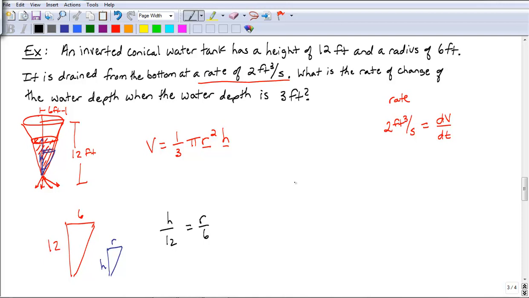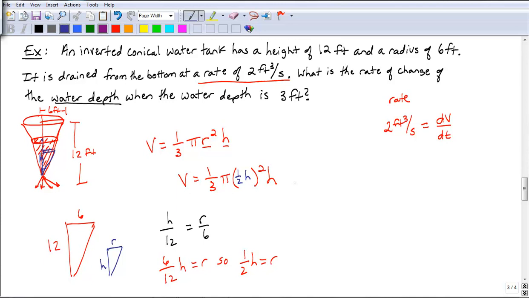The next question says, what is the rate of change of the water depth? And this makes me think, oh, depth of the water. The radius doesn't tell me the depth of the water. The height tells me how deep that water is. So I'd like to keep the h's in there. So that means I need to solve it for r. So I can erase all the r's and put h's in there instead. So I get 6 over 12 h equals r, and 1/2 h equals r. And so I can replace r in the original formula with 1/2 h.